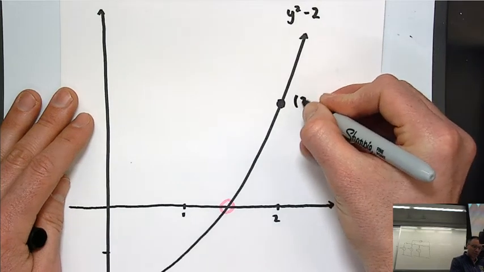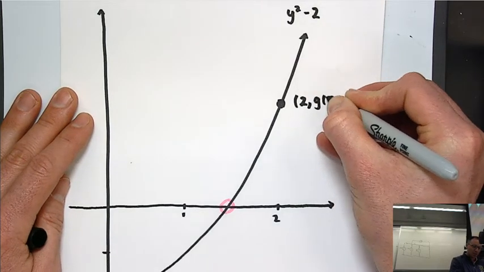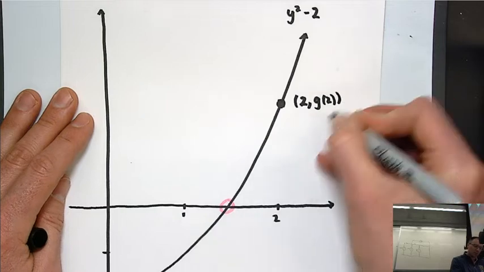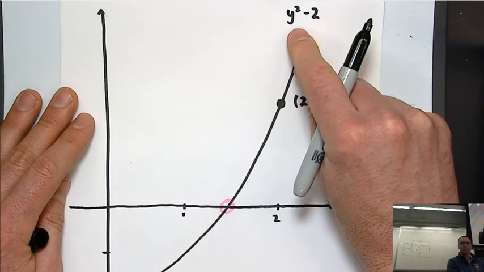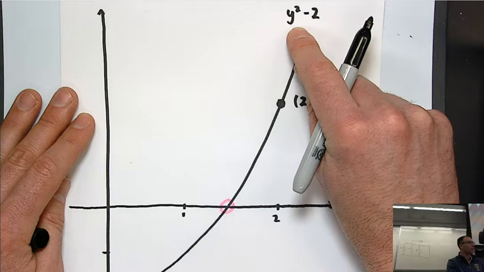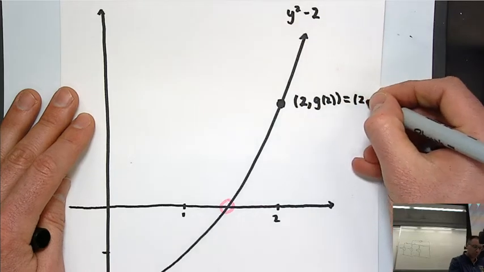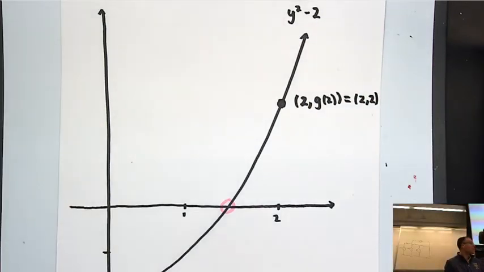So the x value is 2. The y value is g of 2. What's g of 2? 2. Okay. And then I want to say, guess what is true today? Math 1A is not useless today.